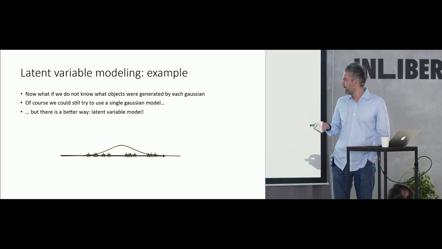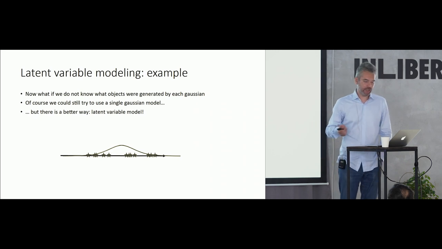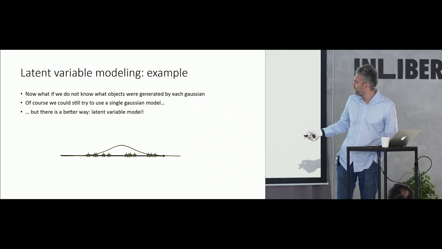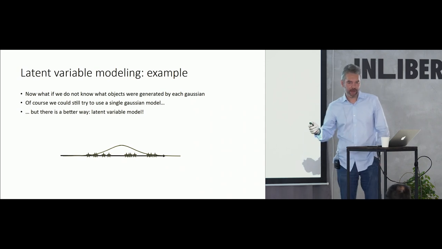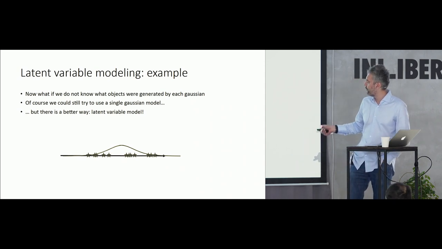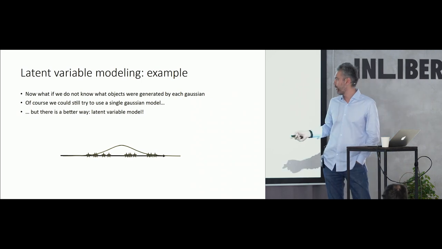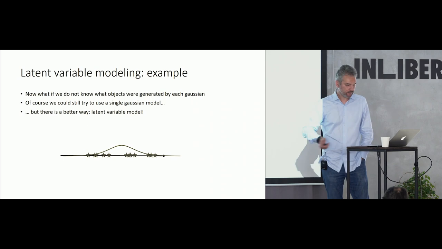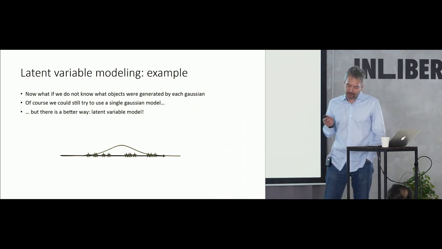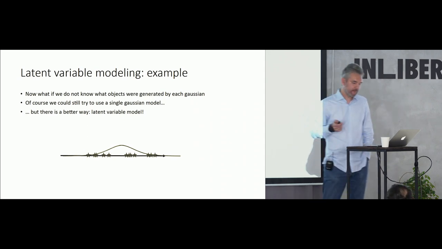And we all understand that this is probably not the best choice because we see that, for example, here there are no objects, and our intuition says that probably here the probability density function should have small values. But if we fit a single Gaussian, we have quite a large probability mass here and here. So this means that probably we can do much better.